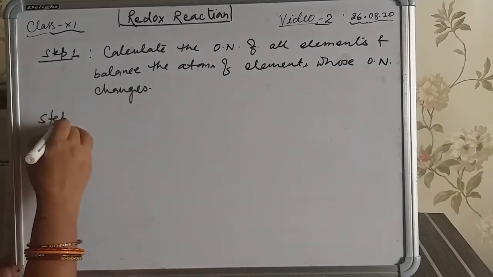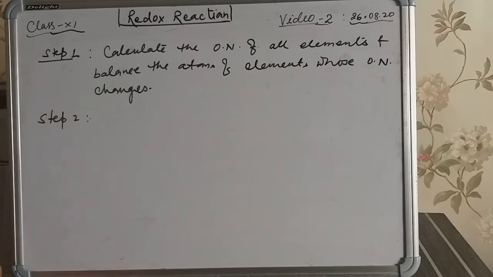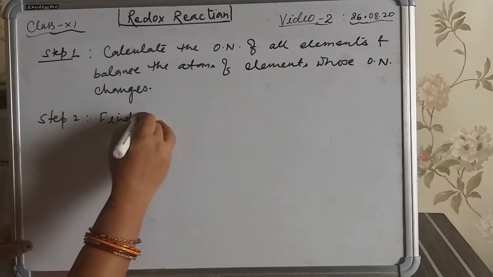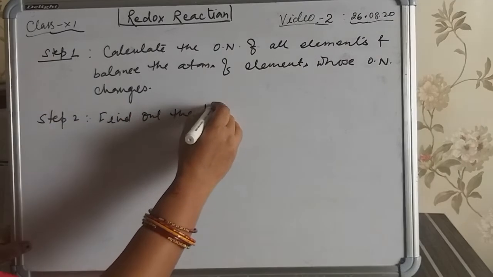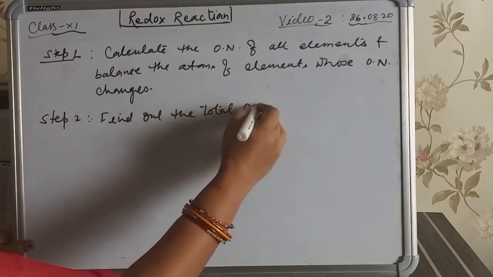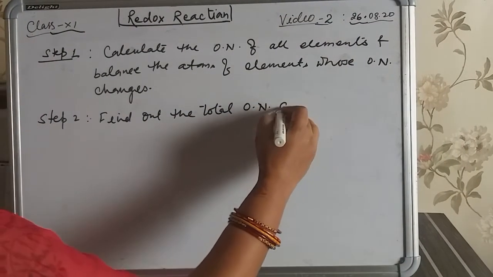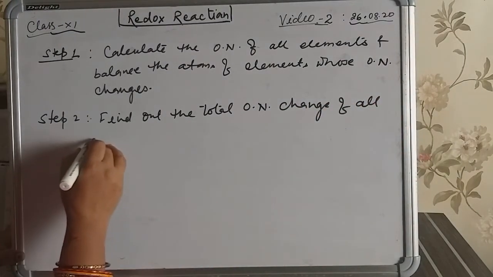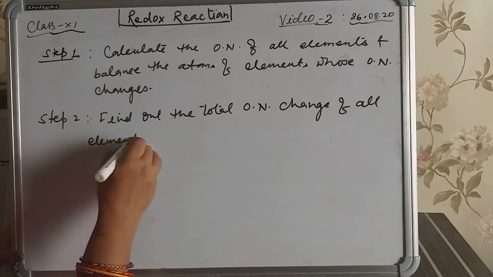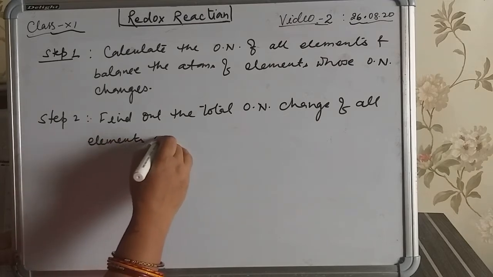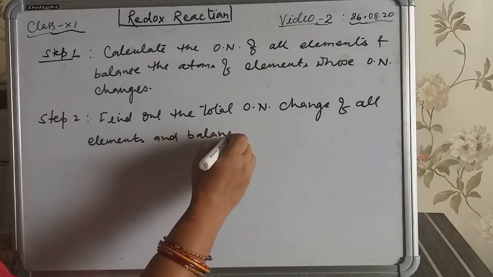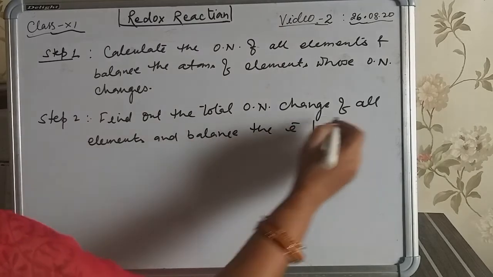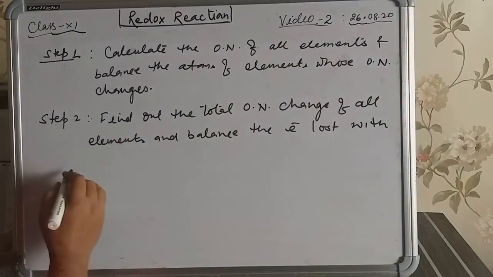Step 2: Find out the total oxidation number change of all elements and balance the electron lost with electron gain.